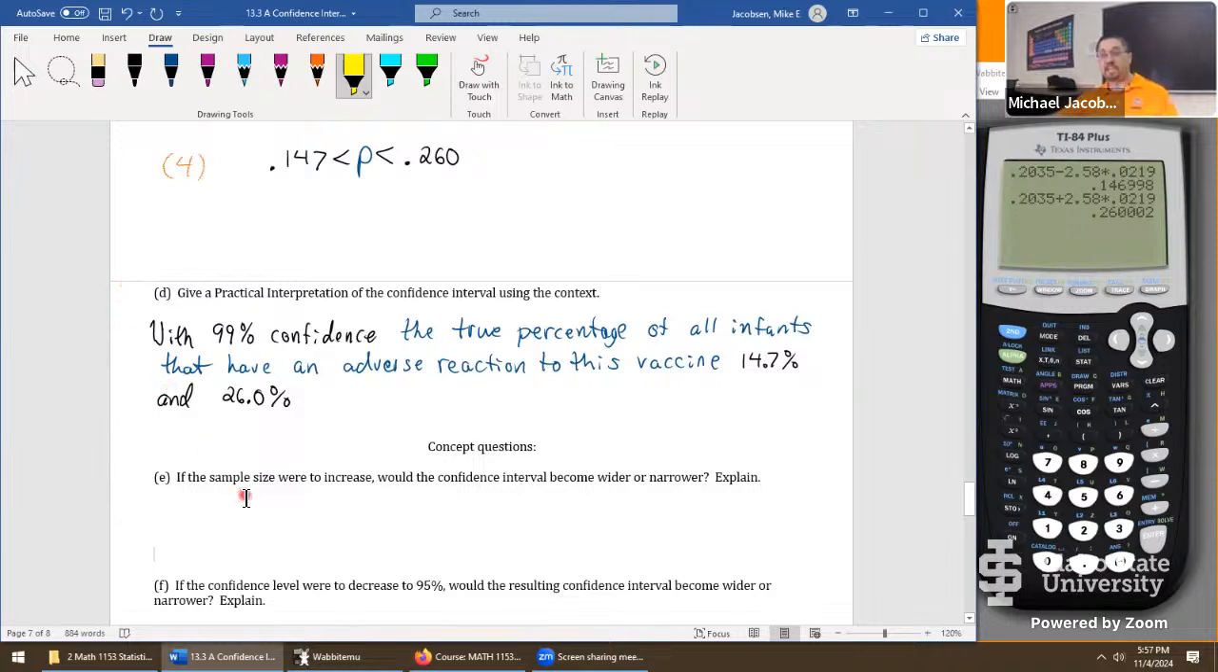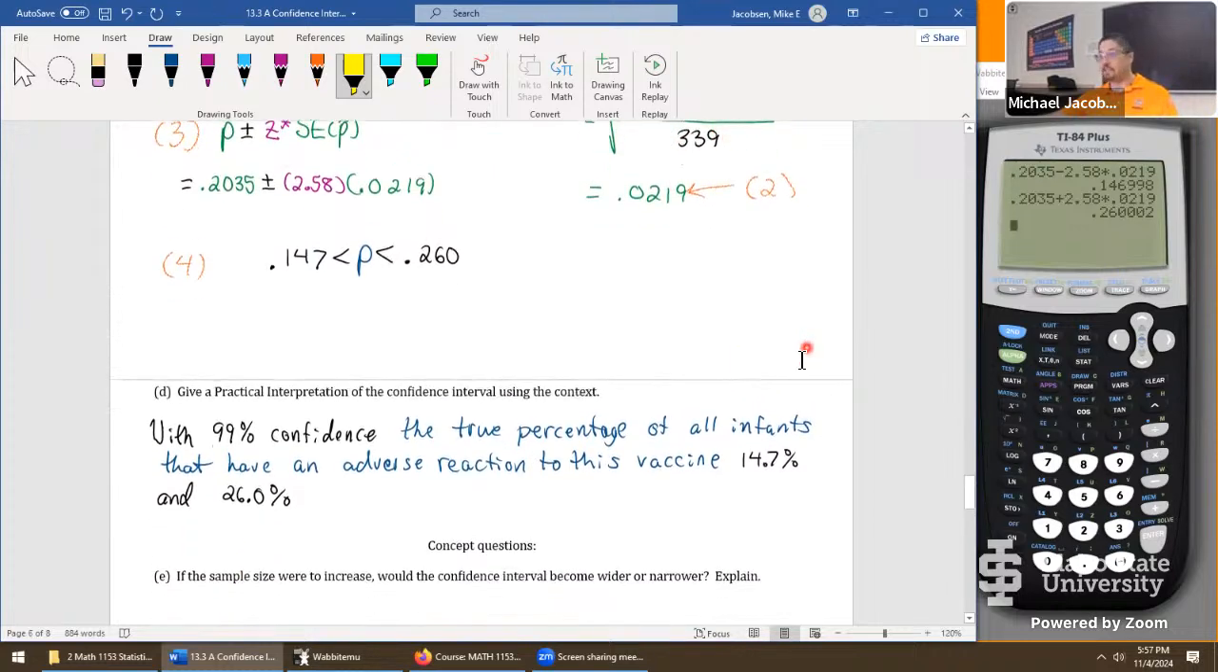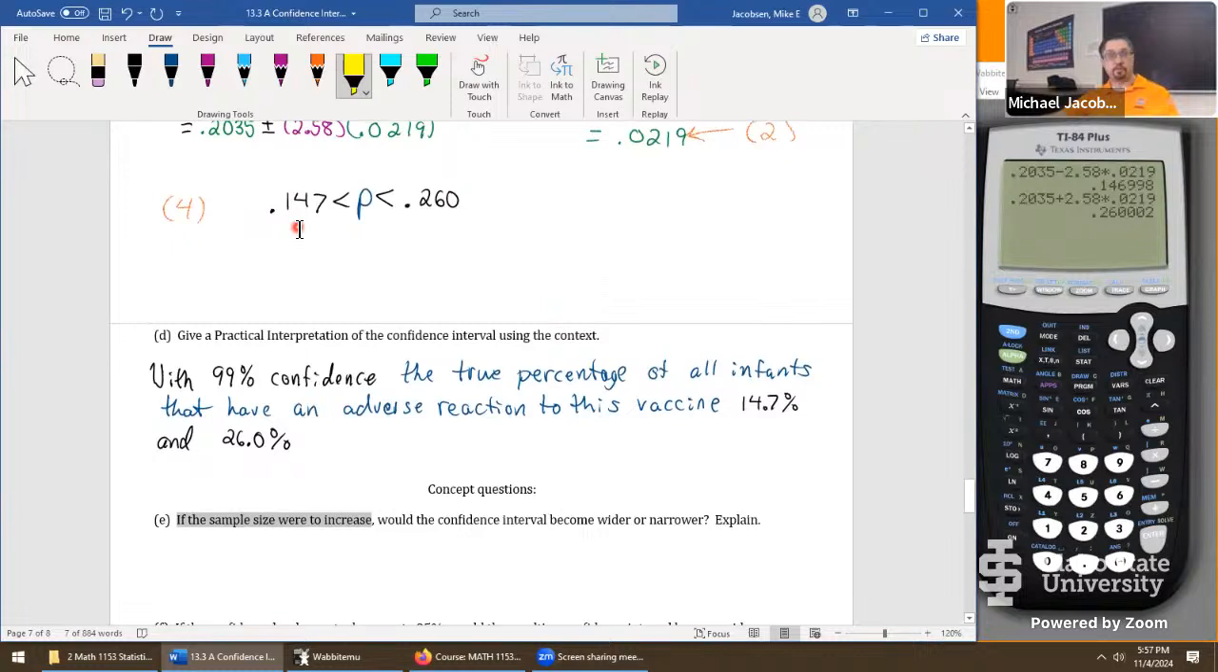It now asks us in part E. We had a large sample size, 339, it's right here, and we're being asked, if the sample size were to increase, would our confidence interval from 0.147 to 0.260 become wider or narrower? Any volunteers for what should happen?